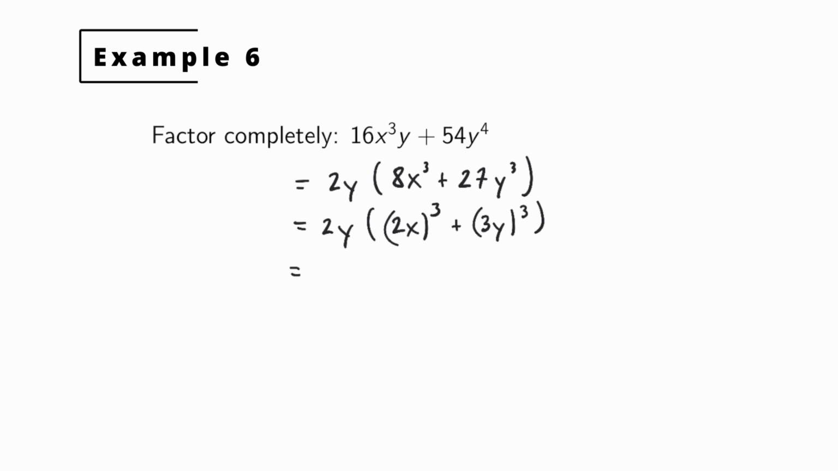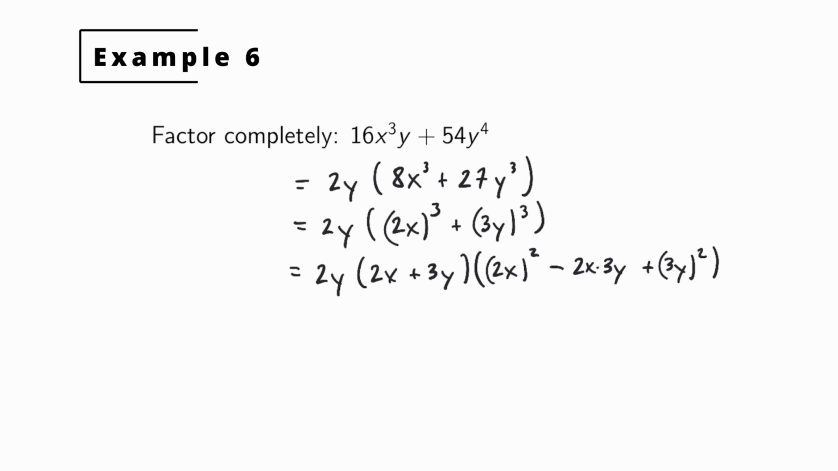So this becomes 2y times 2x plus 3y, and then it'll be the first term here, 2x squared. Don't forget to square the whole thing, not just the x. Then it will be minus the product of these two terms, so it's going to be 2x times 3y. Remember, this sign and this sign here should be the opposite. And then finally, it will be plus the square of this second term, 3y squared.